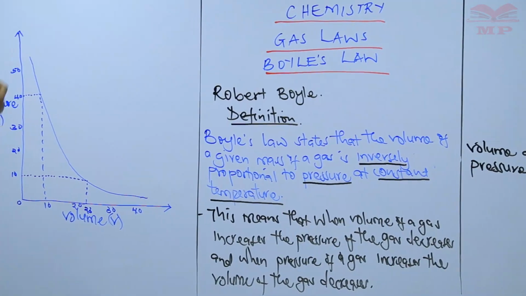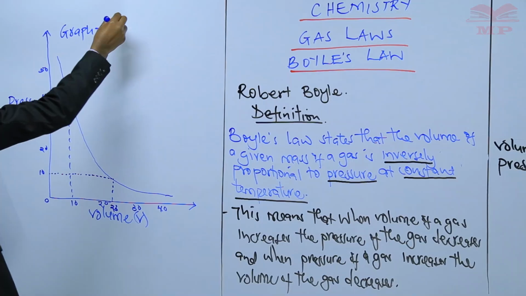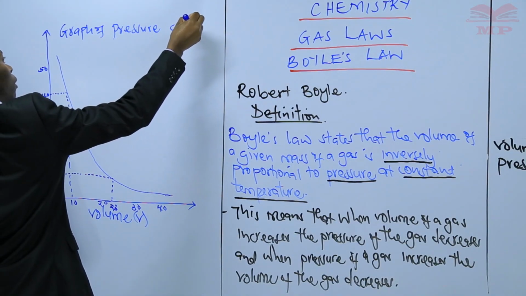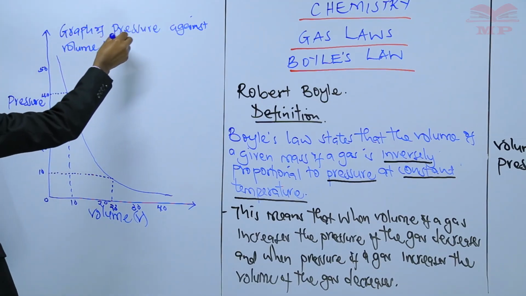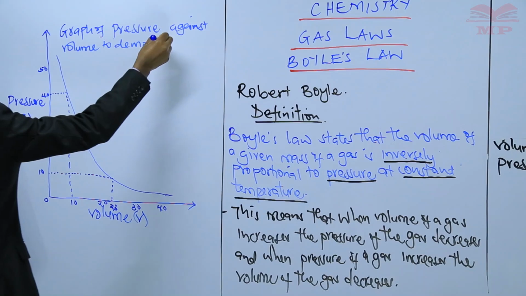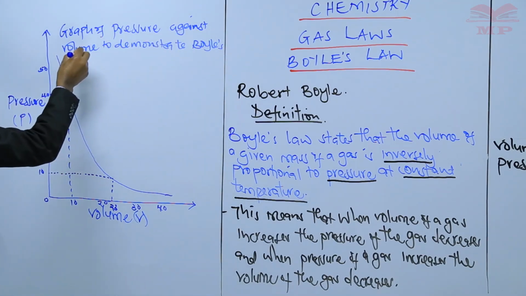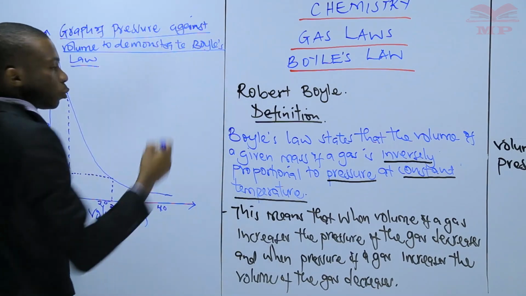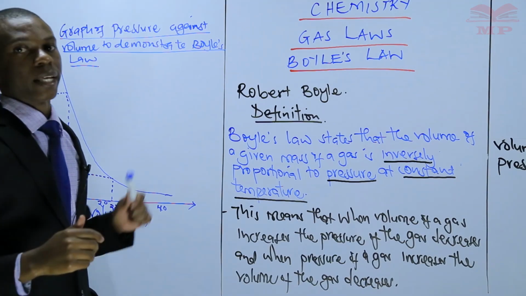So this is a graph of pressure against volume to demonstrate Boyle's law. That is what I wanted you to understand in this lesson.